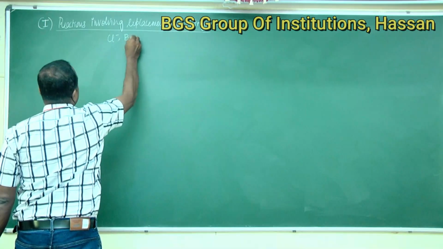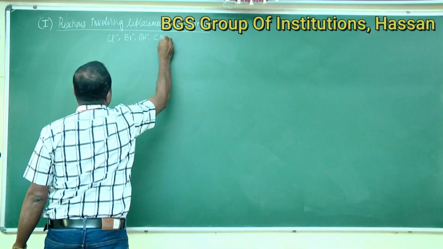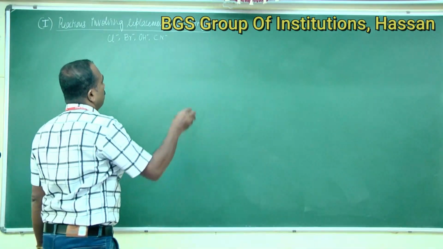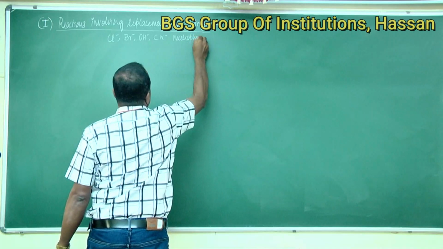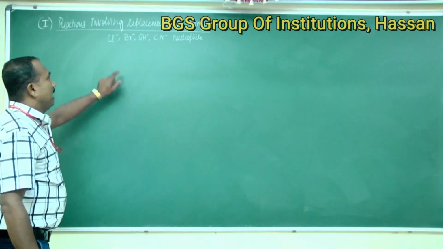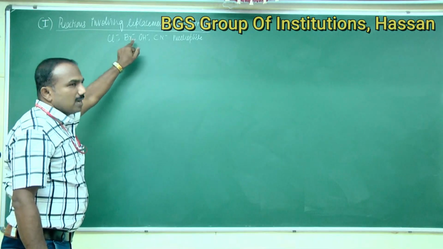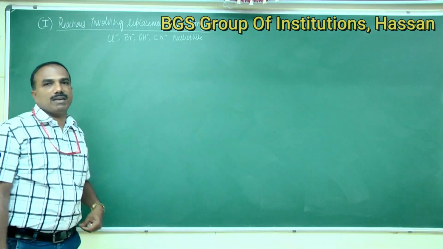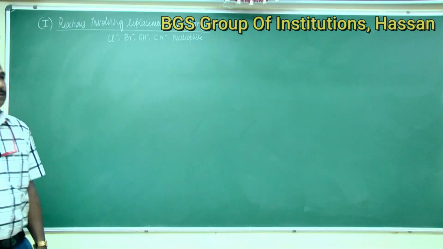Cl minus, Br minus, OH minus, CN minus, which act as nucleophiles. Diazo group is a good leaving group, therefore it can be substituted by other groups such as Cl minus, Br minus, I minus, OH minus, CN minus, which act as a nucleophile.